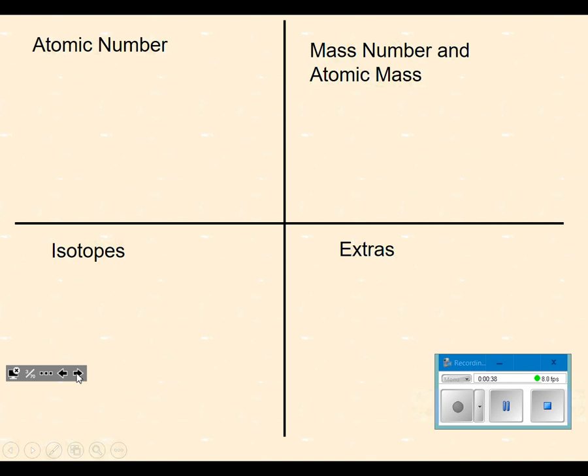Then you should flip that page over if you're dividing it into sections as I have it done, and that would be atomic number, mass number and atomic mass, then isotopes, and finally just extra information. You might run out of room in certain squares, so this would be where that extra information could go if you run out of space.